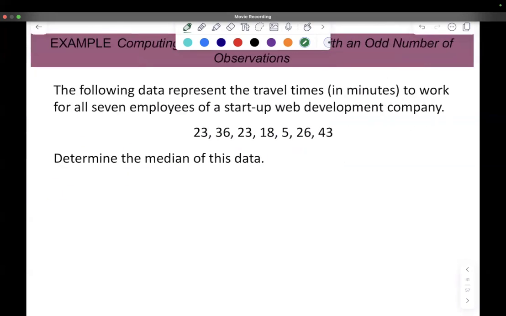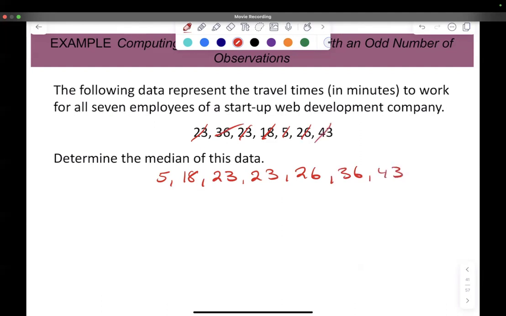So here's my data set. This is the same one we used before. Now I'm going to tell you, I am really bad at arranging data from smallest to largest. This is not one of my skills. So I have 5, 18, 23, 23, 26, 36, and then 43. So you make sure you arrange them from smallest to largest before you find your median.